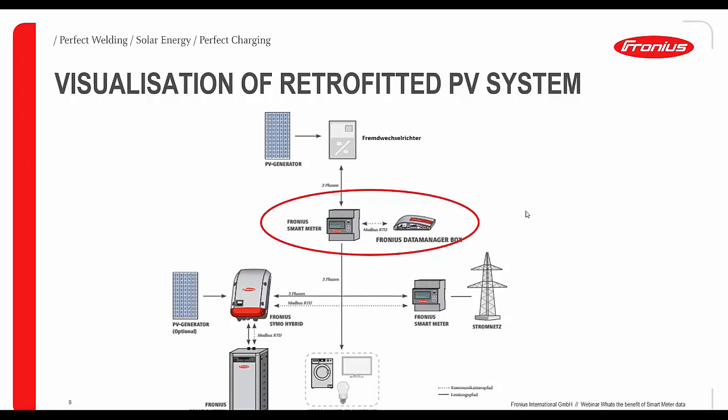So be careful and don't get me wrong. Of course, for a normal PV system, you just need one smart meter, not two, because that is the main smart meter for the control at the feed-in point. So this is the typical installation. If you are retrofitting an existing system, you can extend that by adding another Fronius Smart Meter into the consumption path of the other inverter.